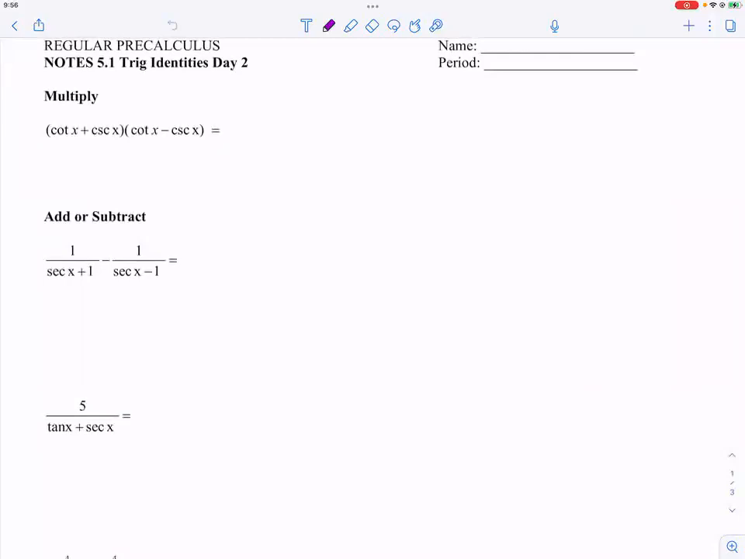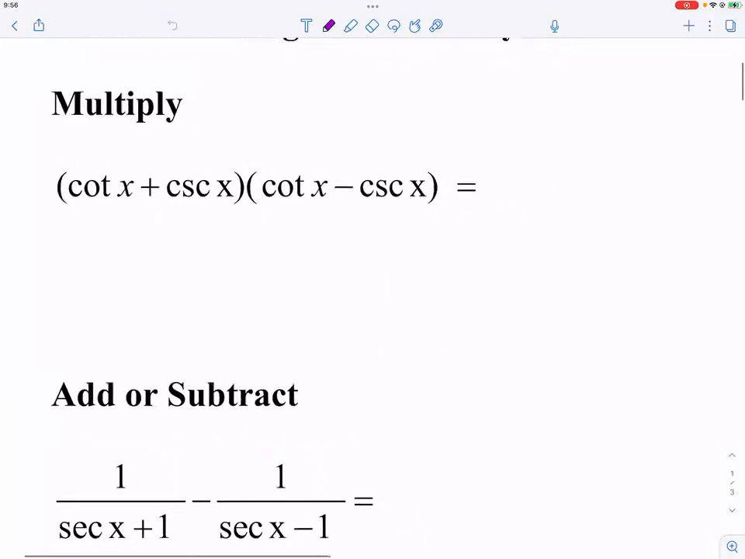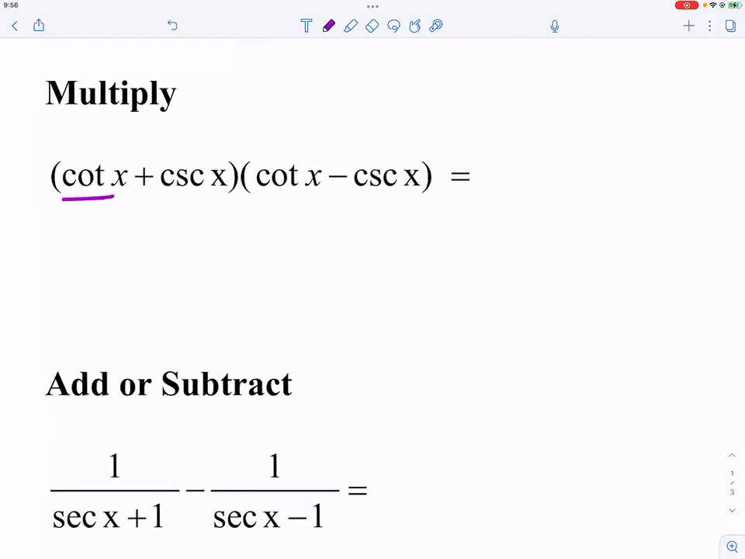Now, what you see is a lot of basic algebra skills that are involved on this topic. For example, can you see something special over here? A squared minus b squared thing, right? Because you have cotangent x minus cosecant x, cotangent x minus cosecant x. So you have cotangent square x minus cosecant square x.